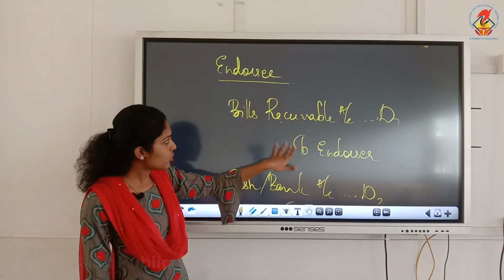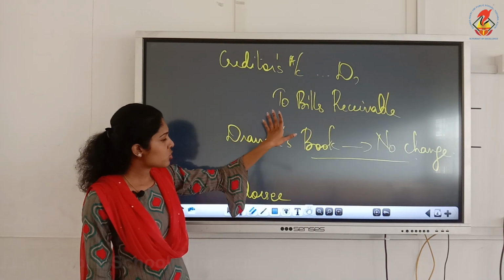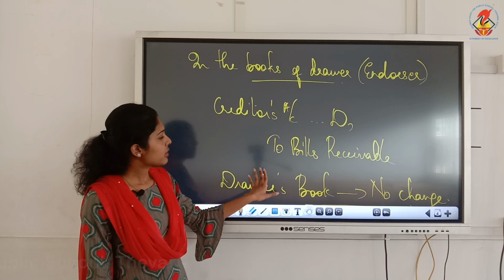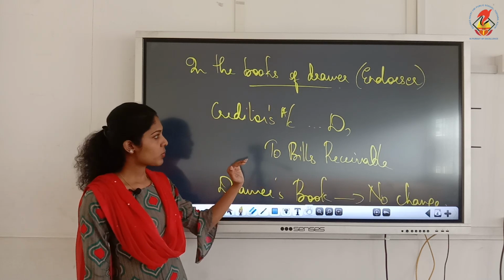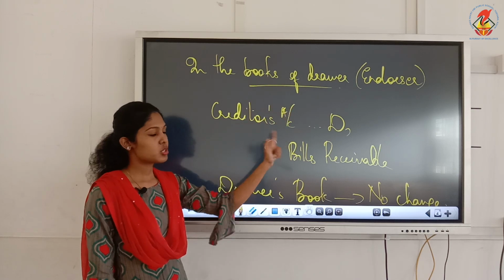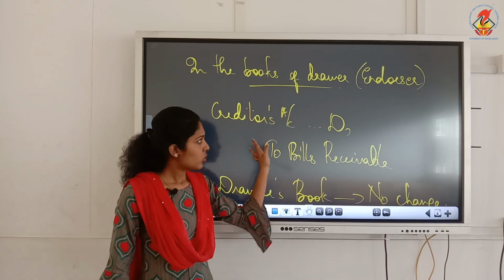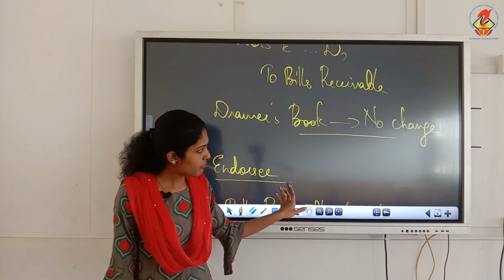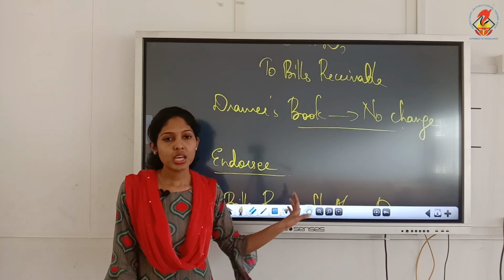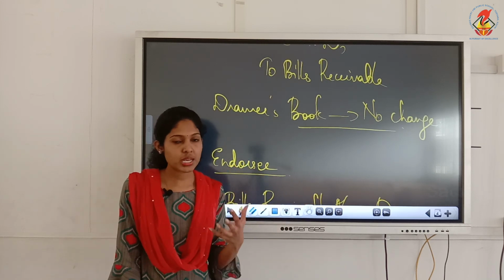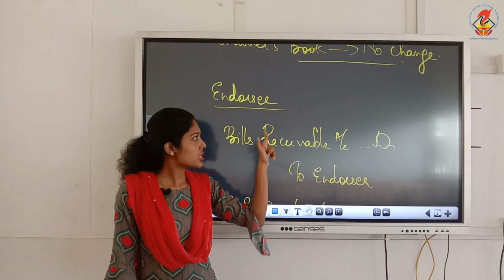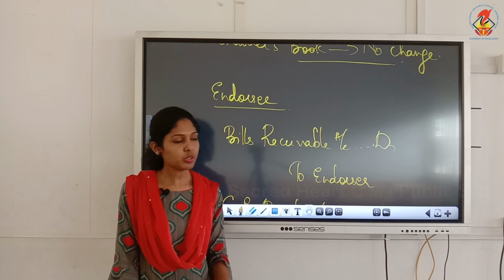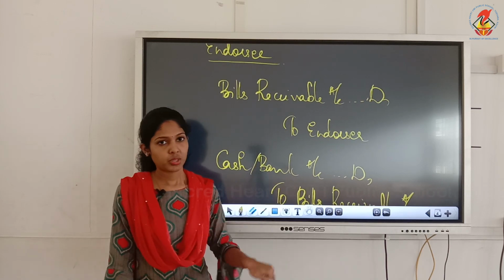Endorsee is a new term for you that you have to learn. No change in drawee's books. Same like discounting case. Endorser, this is the new entry because we have given to creditor. So creditor to bills receivable. So learn these new entries. Don't get confused. In drawee's books actually we have no change. So you don't have to study anything new. Just note the changes in drawers, and an endorsee is a new term for you. These are new entries. Okay.